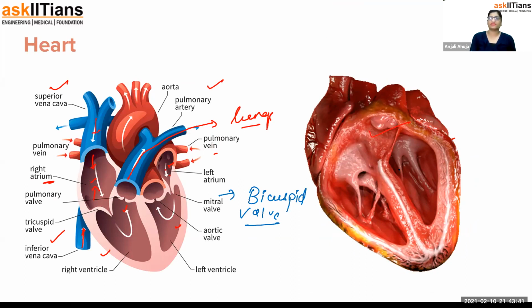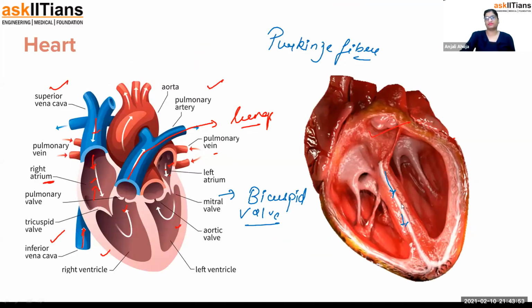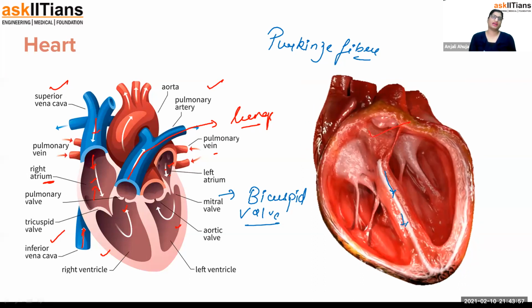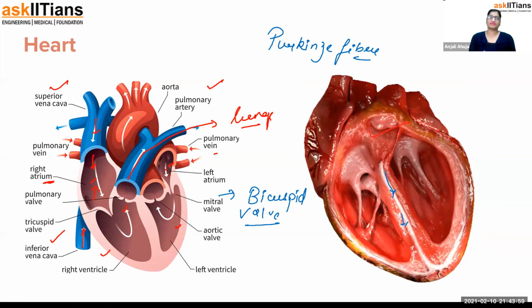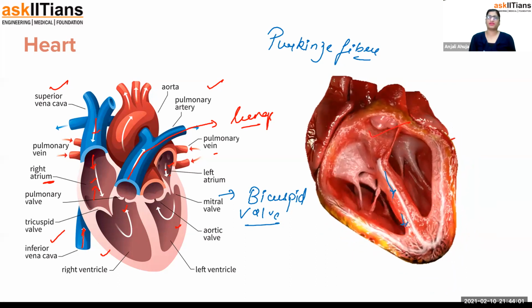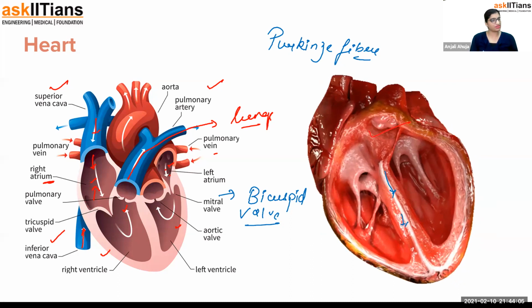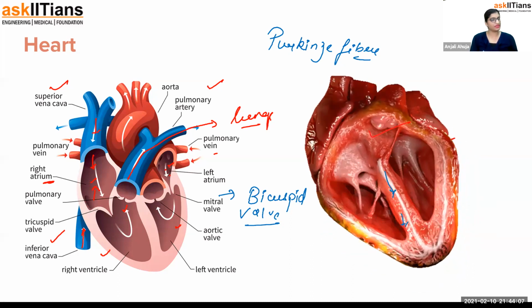The central thing that you see here, this is the Purkinje fiber. Let me write it. This is the fiber which helps in distributing information throughout the heart. I don't think any more information is left in this. We're done with the heart. So guys, we are done with the internal structure of the heart. We are also done with the working of the heart.